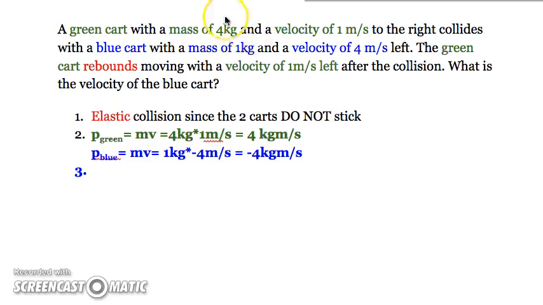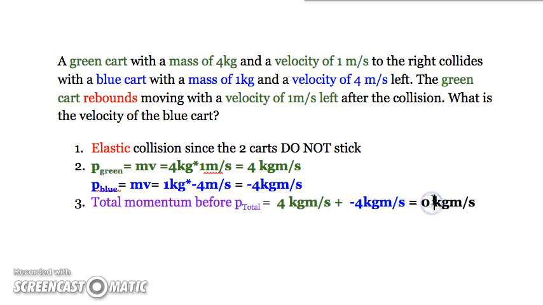I have a 4 kilogram cart at 1 meter per second, so I get 4 kilogram meters per second, positive meaning to the right because it's a vector. Blue cart, I have 1 kilogram and negative 4 meters per second, negative meaning it's moving the opposite direction or to the left, for negative 4 kilogram meters per second. So for the total momentum before we get 0 kilogram meters per second. The green's got 4 kilogram meters per second right, the blue has negative 4, meaning left. Those momentums sum to 0.